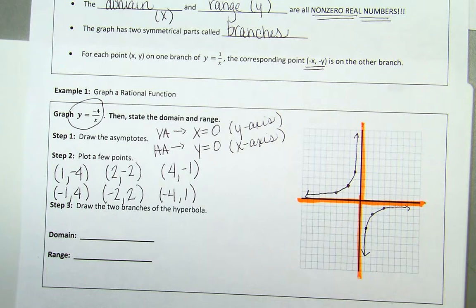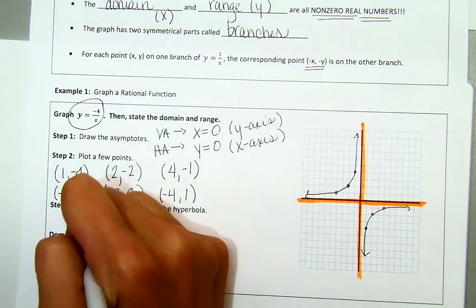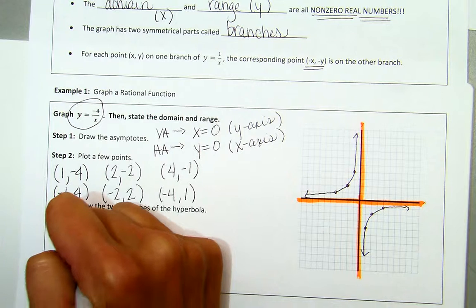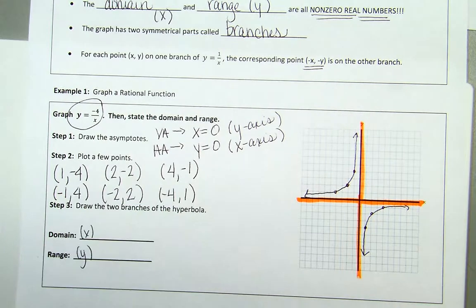So last but not least, we need to look at step number 4. We have to list our domain and range for example 1. So our domain is what values for x; again, your domain is all your inputs, your range is all your outputs. So what values for x am I allowed to have in this function?